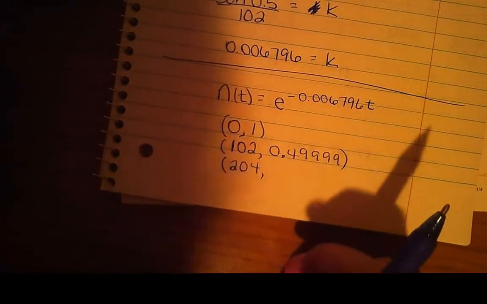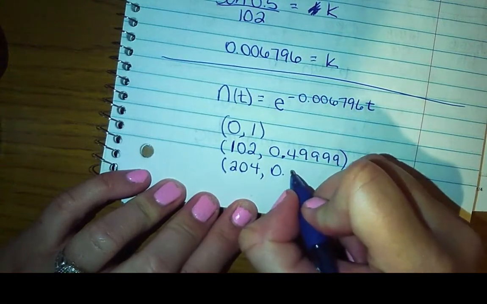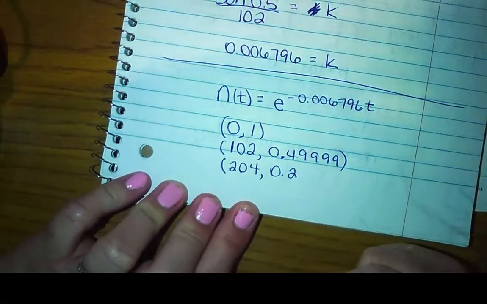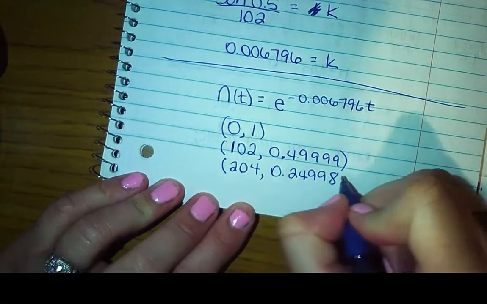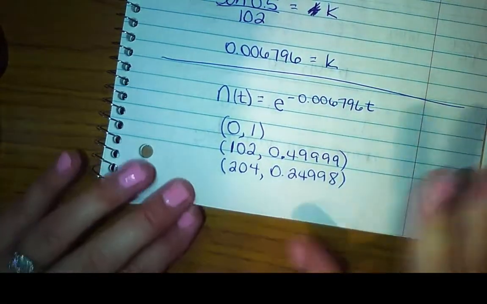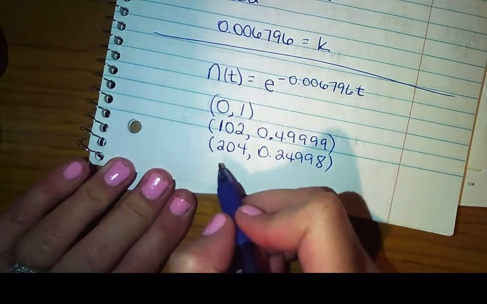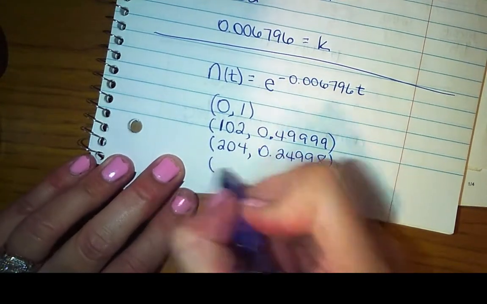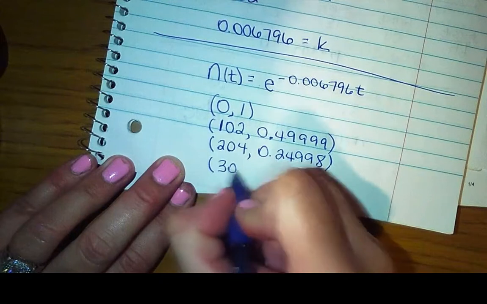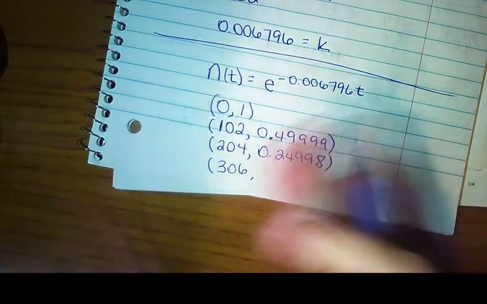So half of this is going to be at roughly 25%. So 24,998. Okay, so do another 102 years, because that's when it's going to chop in half again. So another 102 years is going to be 306. Okay, then what's half of this? Okay, so that's how you're going to find this.